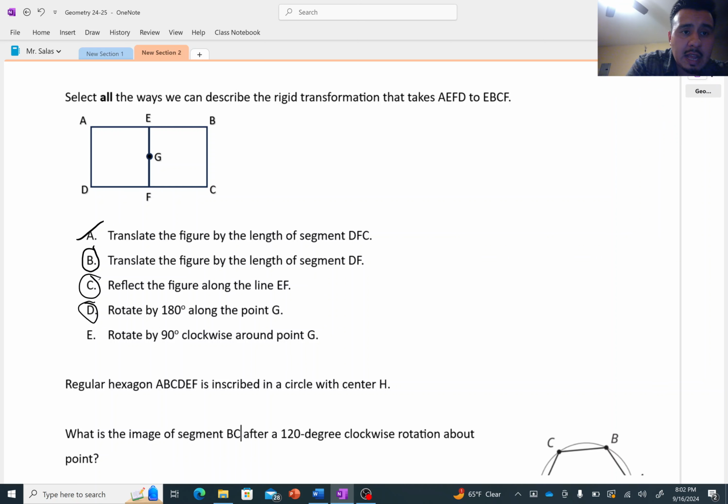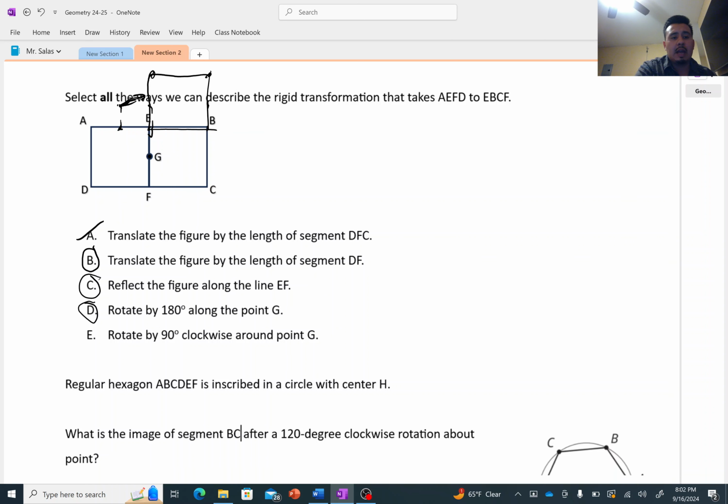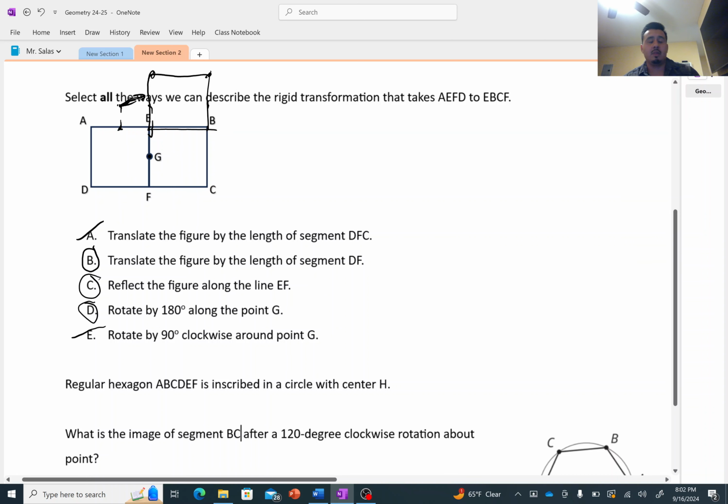Did the squares overlap? If I'm rotating by 90 degrees, sorry, give me one second here. That means my square is going to end up looking something like that. Okay? So I have a square here. There's my square. The squares do not overlap, so it cannot be E.